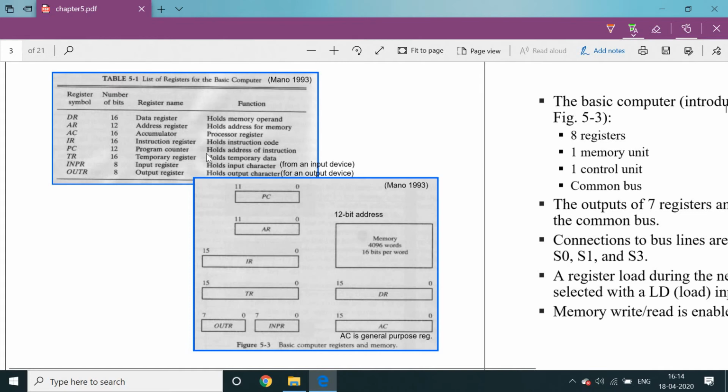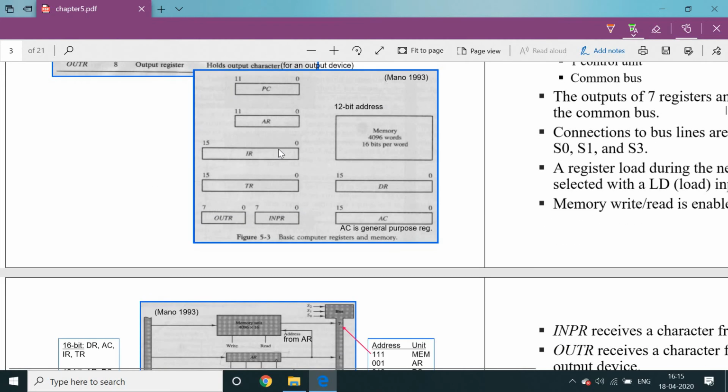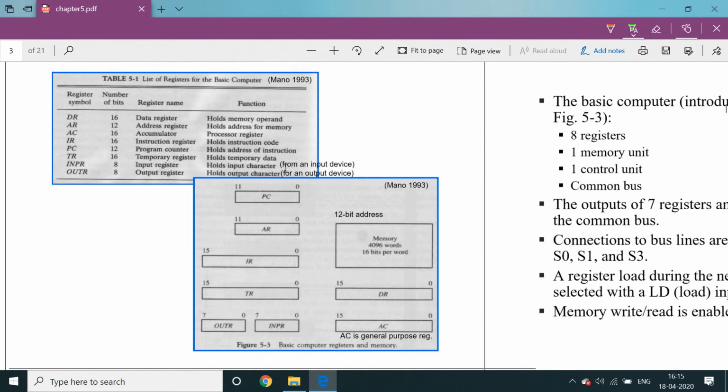Next one, program counter, holds the address of the instruction. Next one, temporary register, it holds temporary data. Next, input register always holds the input character. Output register always holds the output character. So input character, output character, that means from the input device we are reading the input character. Output device means we send that character to the output devices.